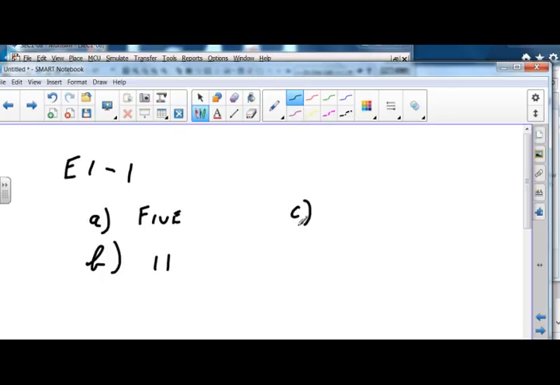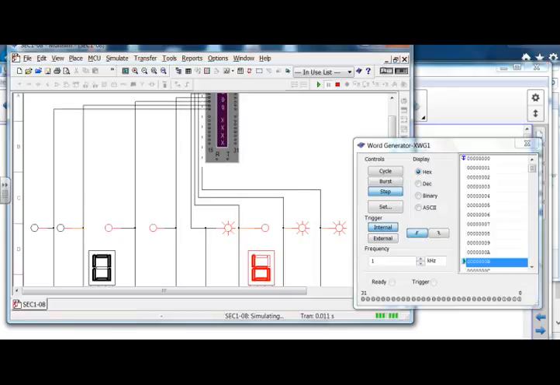And C, what hexadecimal number will you see if you press it 14 times? 14 times. So we pressed it 1, 2, 3, 4, 5, 6, 7, 8, 10, 11, 12, 13, 14 times. It would be on E. I went too far. So that would be an E.